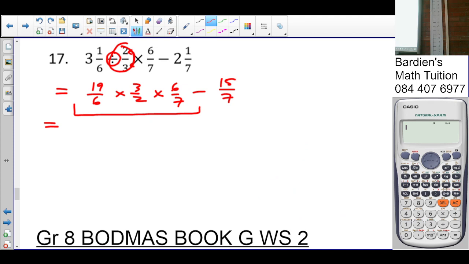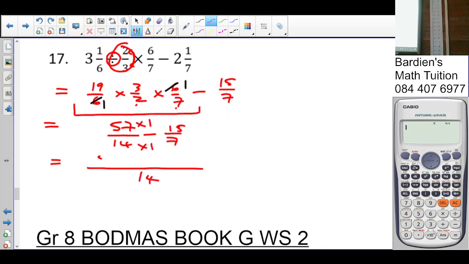Alright, so what do we need to do first? Simplify before we multiply. 3 going into 6, 6 going into 6 once. There's nothing else that cancels here, correct? So 19 times 3 is 57 over 2 times 7 is 14 minus 15 over 7. What's your LCM here? 14. So you multiply by 1. So it's 57 minus, you multiply it by 2, it's 30. They're going to give you an answer of 27 over 40. Any confusion there?